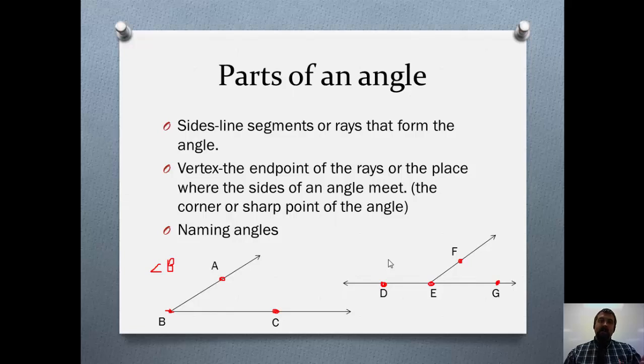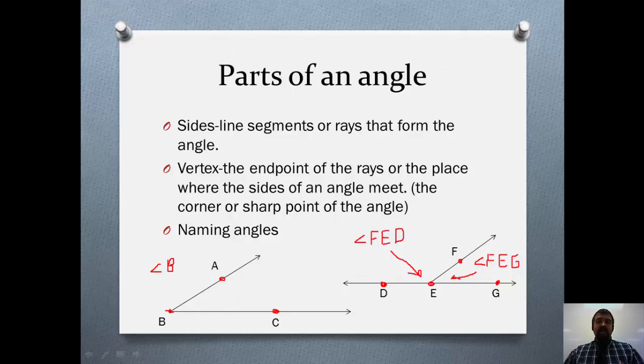A point on a side, followed by the vertex, followed by the other point on a side. This angle over here would be called angle FED. This is how I could write it. Angle FED, and that would be talking about this larger angle. This angle over here, angle FEG, would be the smaller angle. So in this case, I couldn't say angle E because you wouldn't know which angle I'm talking about. But with angle FED and angle FEG, you know exactly what I'm talking about.